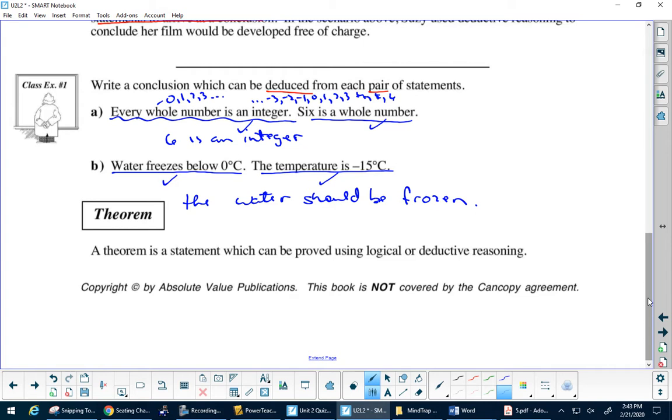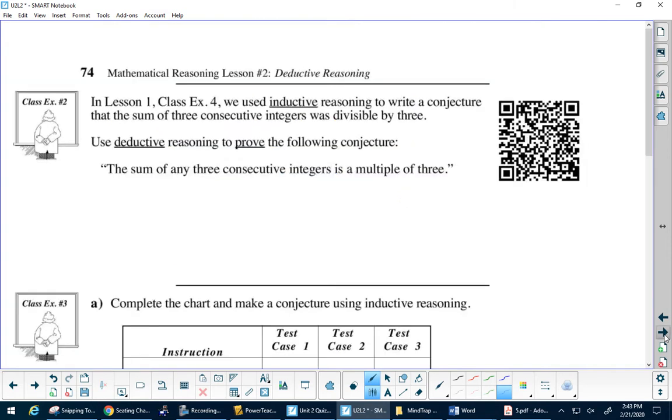Okay, so this is really important here. A theorem is a statement which can be proved using logical or deductive reasoning. These are the same thing, right? Logical and deductive, same thing. They're synonyms. Now, let's really delve into why inductive and deductive are different.